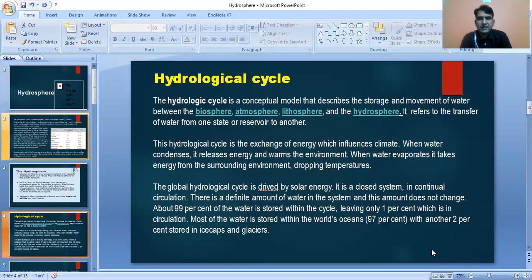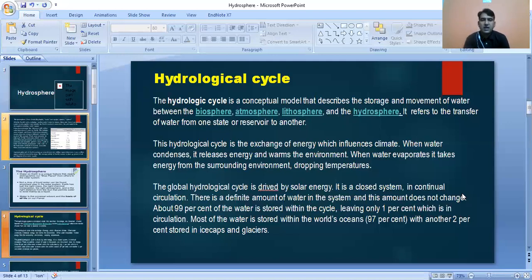The hydrological cycle is a conceptual model that describes the storage and movement of water between the biosphere, atmosphere, lithosphere, and hydrosphere. In our previous lecture we discussed these spheres and geographic domains. The water moving between these spheres refers to the transfer of water from one state or reservoir to another. So when water moves between these spheres, it changes its state and its place. It's all about the movement of water with a change in its form and in the place where it is found. So the hydrological cycle is a conceptual model.